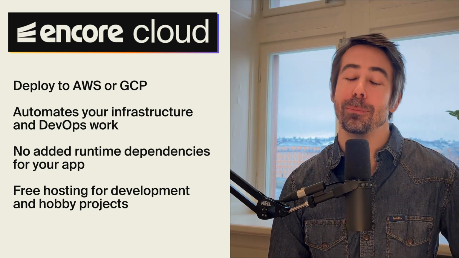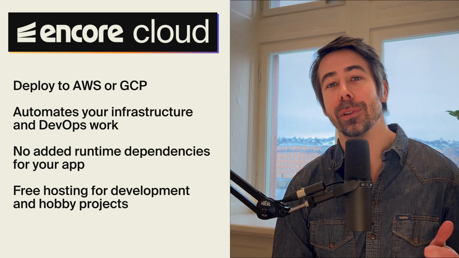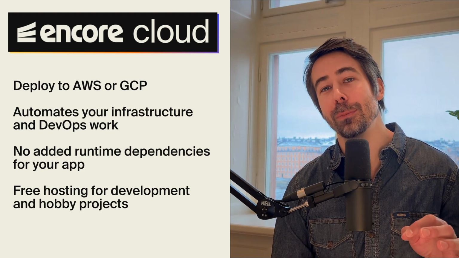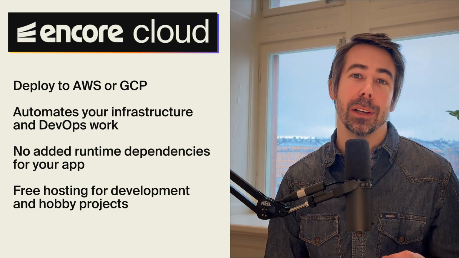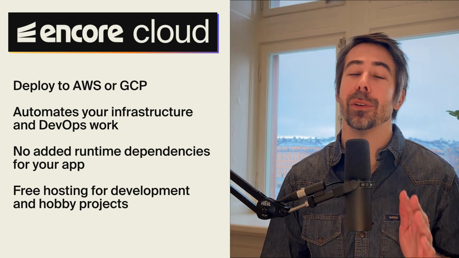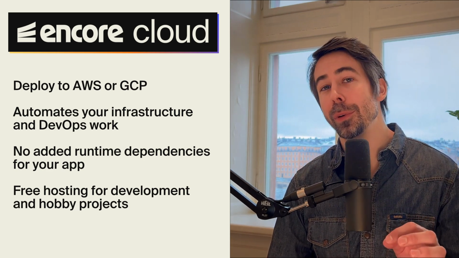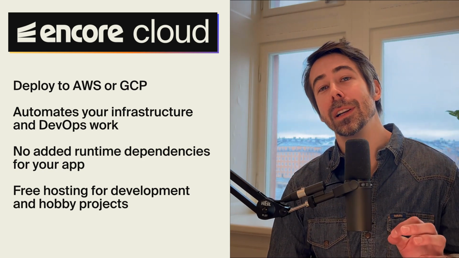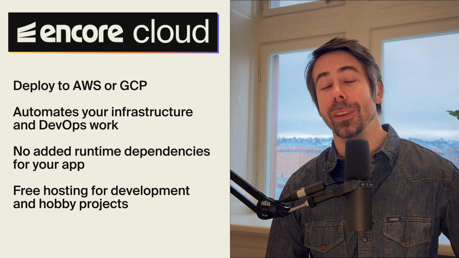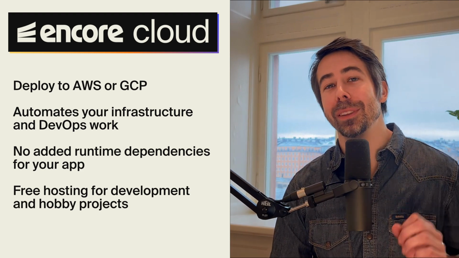If you don't feel like managing Docker images, runtime configurations, or production database migrations manually, then you can use Encore Cloud. Encore Cloud is a platform built to automatically deploy your Encore applications to major cloud providers like AWS and GCP. It fully automates your infrastructure and DevOps work. For production, you connect your own cloud account on AWS and GCP, and Encore Cloud will set up everything for you in your own account. Your app will be running without any runtime dependencies on Encore Cloud itself. Encore Cloud also provides free built-in hosting if you don't have an AWS or GCP account. Perfect for development and hobby projects.